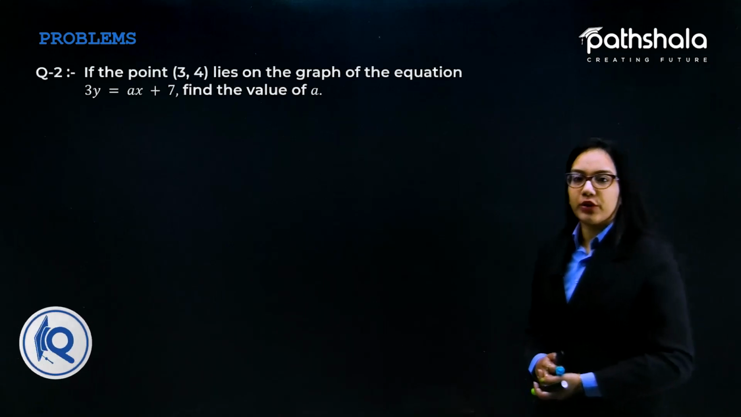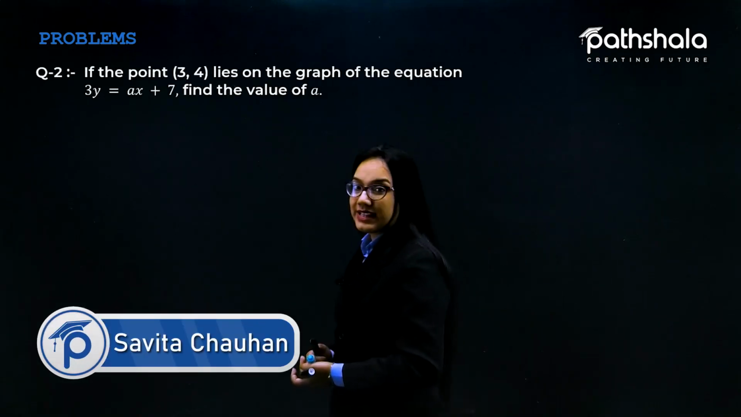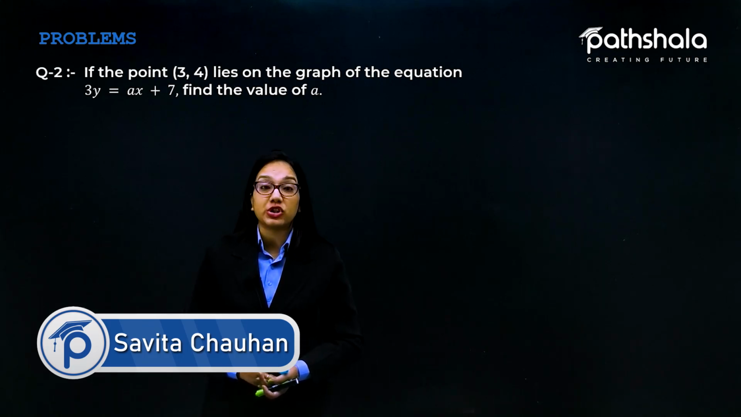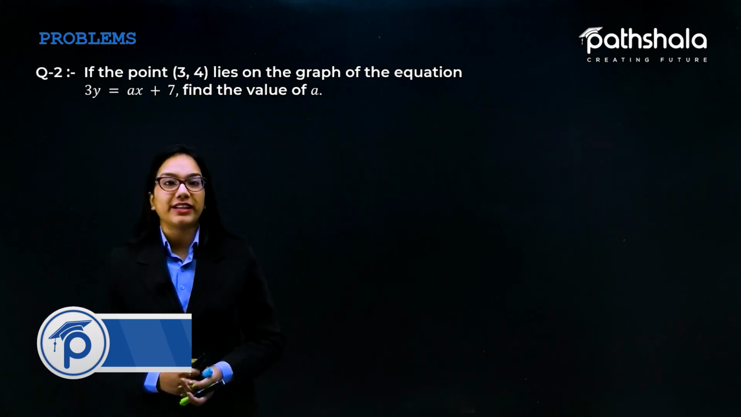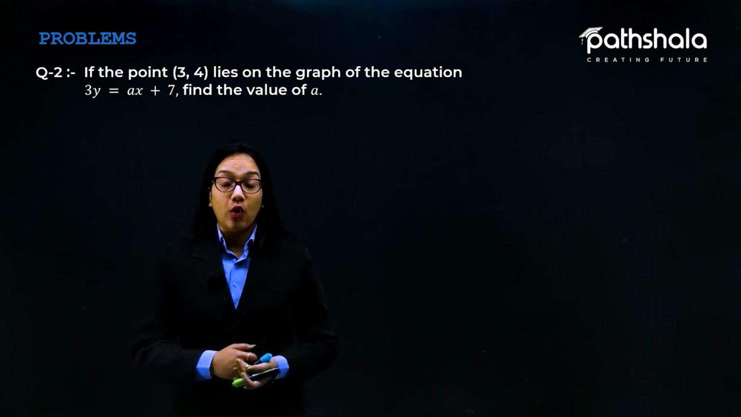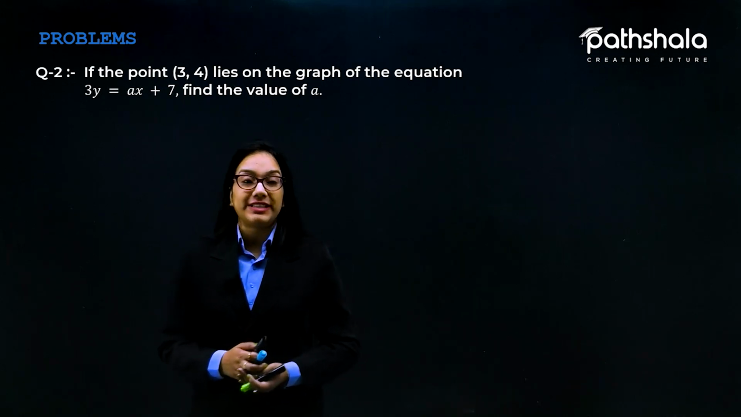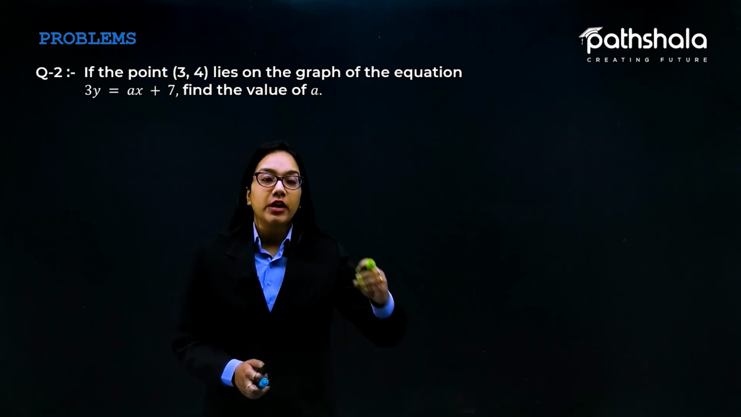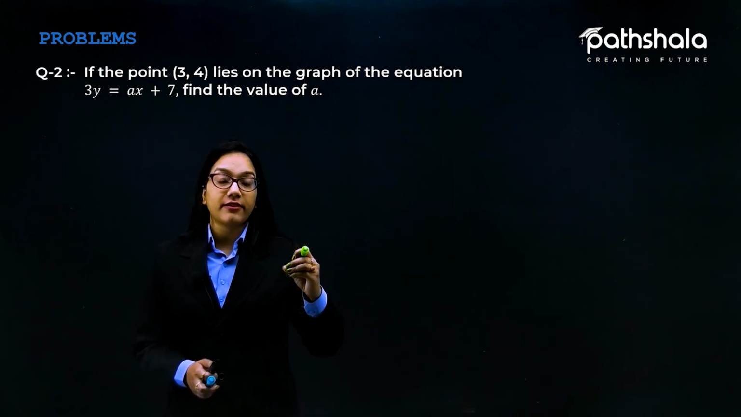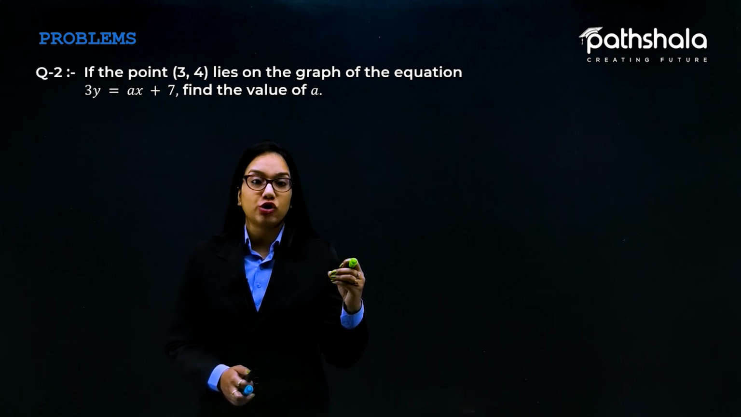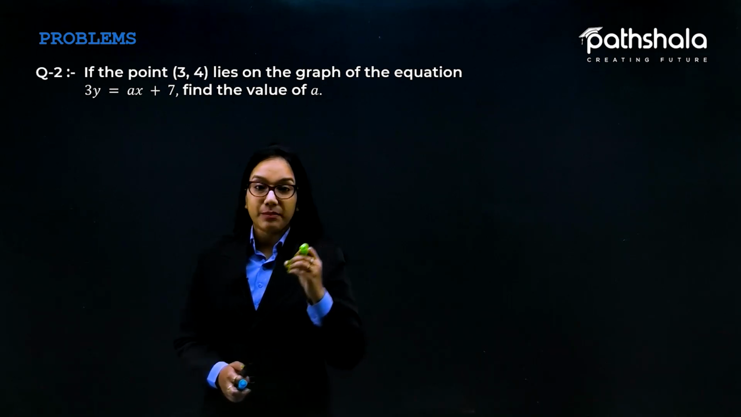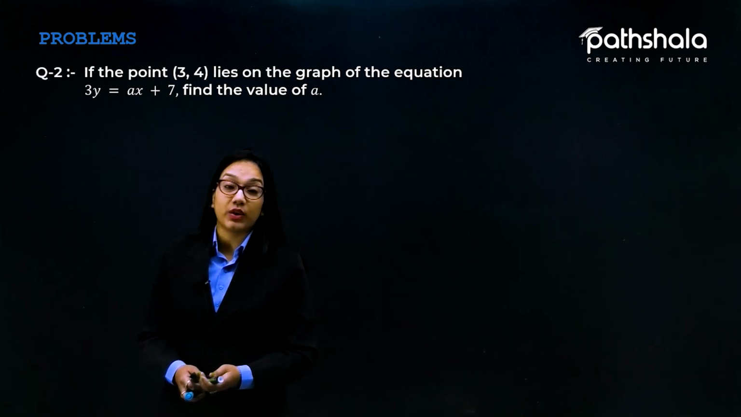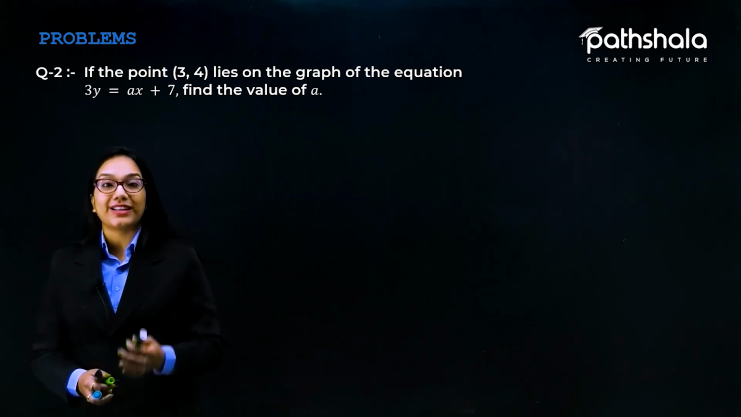Let's just move on further towards question number 2. It says that if the point (3, 4) lies on the graph of the equation 3y = ax + 7, then find the value of a. So first of all, if the point is lying on the graph, then it will satisfy the equation of the graph. So it means that (3, 4) is satisfying the equation 3y = ax + 7.